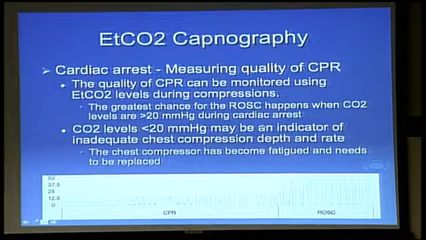So in cardiac arrest, it can give you important information about the quality of the CPR because it tells you how well you are perfusing the myocardium. And so when you have a jump of 20 millimeters of mercury in the end-tidal CO2, that's a powerful indicator that you have return of spontaneous circulation. And if you're getting CO2 levels less than 20 millimeters of mercury, especially in a fresh arrest, then that's an indication that you may have inadequate chest compression or rate.